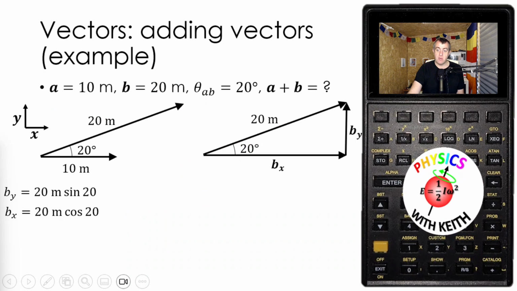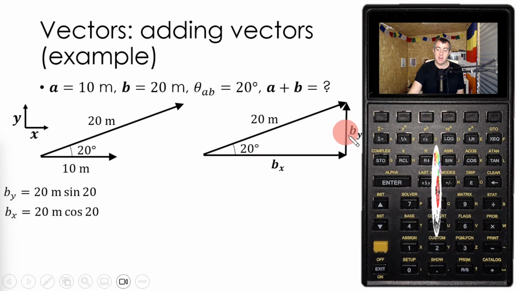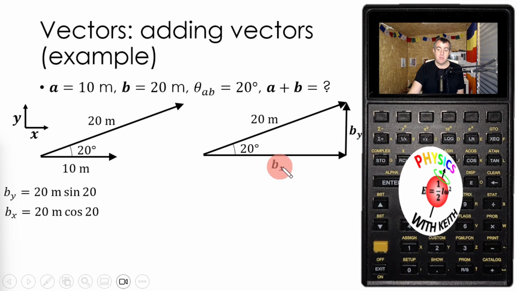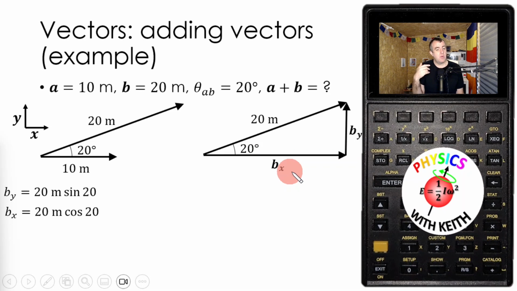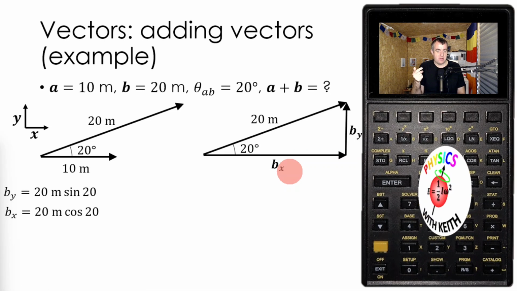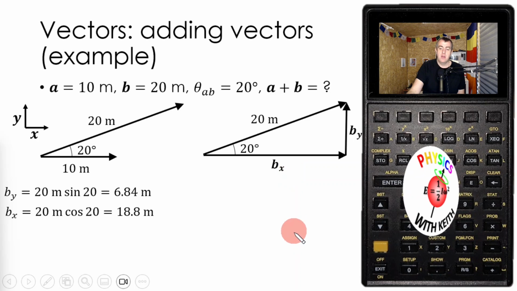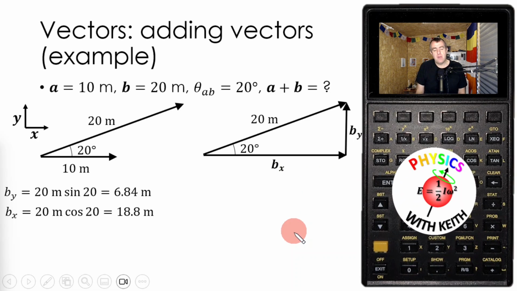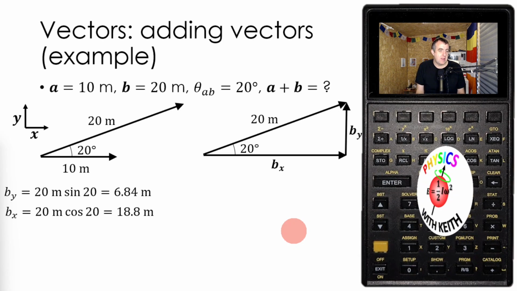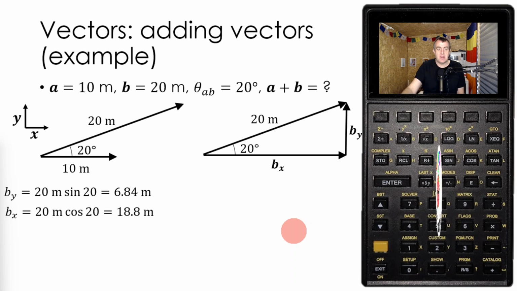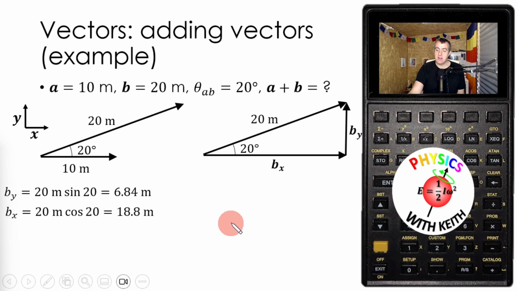In this case, B was 20 meters, so BY is 20 meters multiplied by the sine of 20 degrees, and BX is 20 meters multiplied by the cosine of 20 degrees. And we do need to be able to do this without too much thought. It should be something that we can do. SOHCAHTOA. You shouldn't have to be drawing little triangles and looking things up. At the start of your A-level, that's okay, but by the end of the A-level, it should just be second nature. So there we've got our components BX and BY.